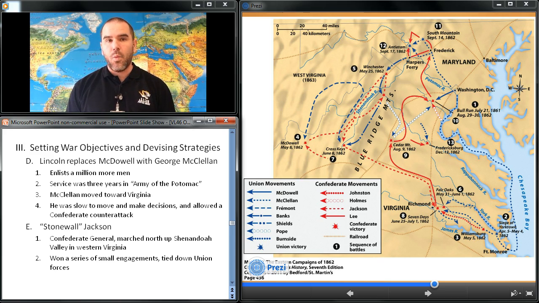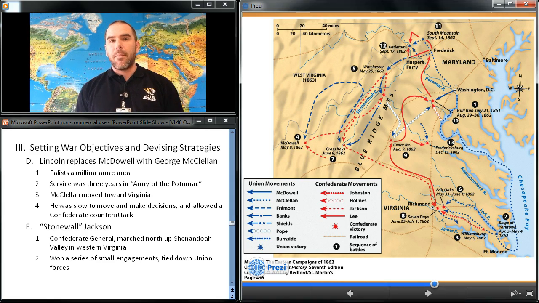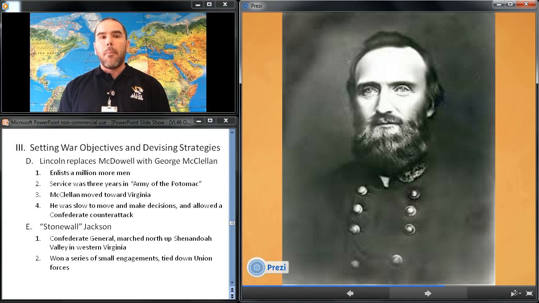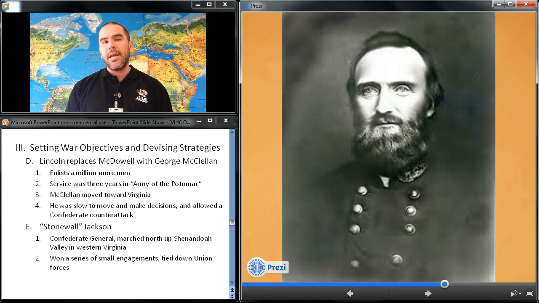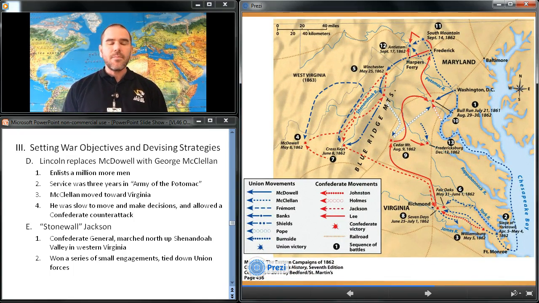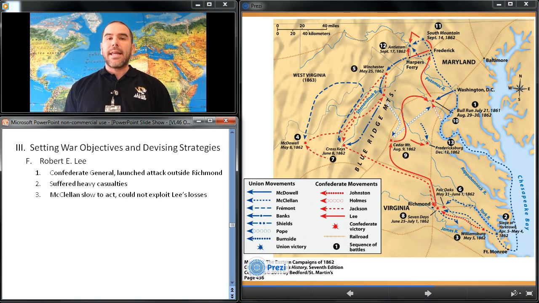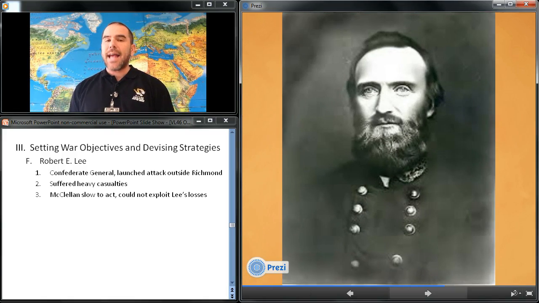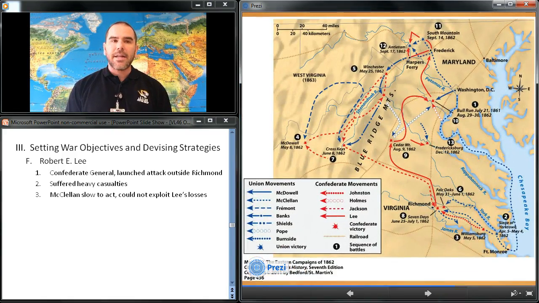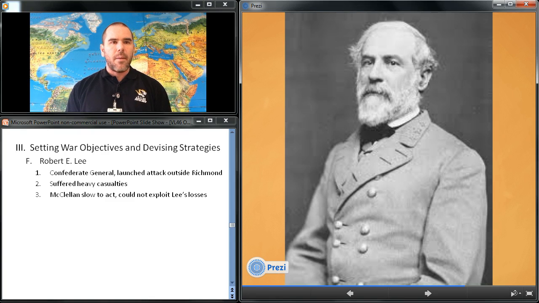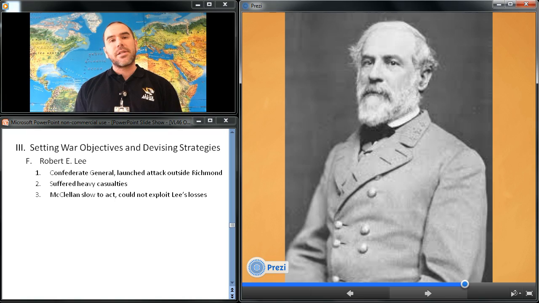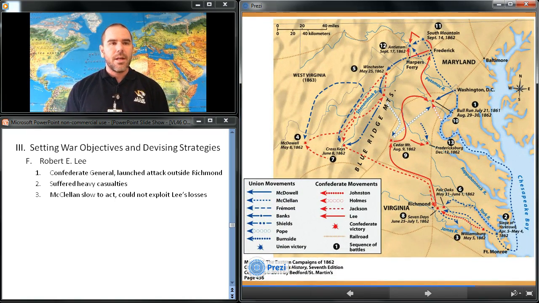Washington was then threatened when a Confederate army under the command of Stonewall Jackson marched north up the Shenandoah Valley in western Virginia. Jackson won a series of small engagements, tying down the larger Union forces. General Robert E. Lee of the South then launched an attack outside Richmond and suffered heavy casualties. But McClellan failed to exploit the advantage and Richmond remained secure in the hands of the Confederacy.